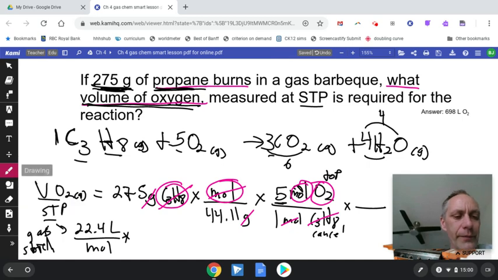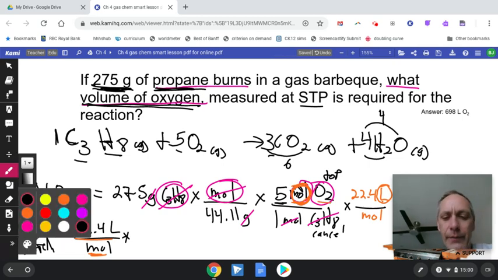Let's go orange. I need to cancel out this moles, and I need liters of oxygen. So where do I put this moles? If I want to cancel this one out, it goes on the bottom, and on the top, 22.4 liters. So the unit we're looking for is in the right spot. We're looking for volume. There it is. Volume or liters of oxygen. And these guys cancel out.